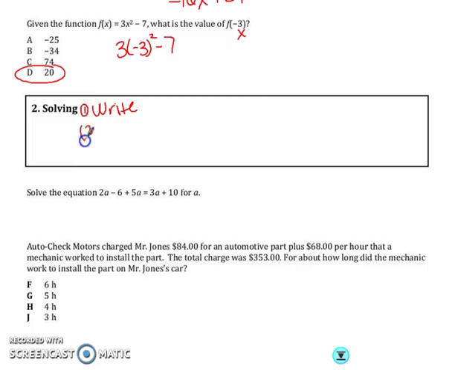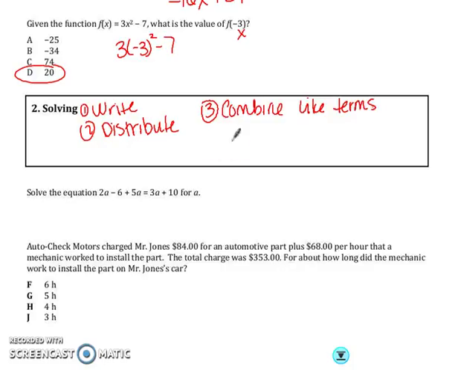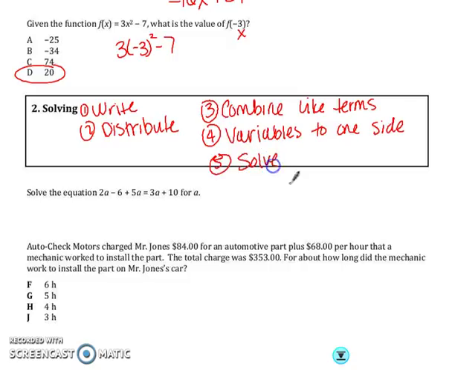That's step 1. Step 2 is, if possible, you need to distribute. Step 3 is combine like terms if you can. Step 4 is you get your variables to one side. And then last, step 5 is you isolate your variable, or basically just solve it from there.